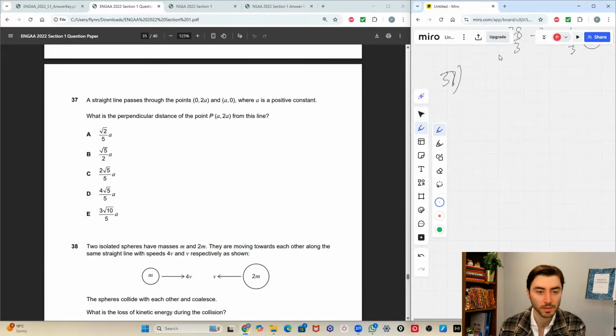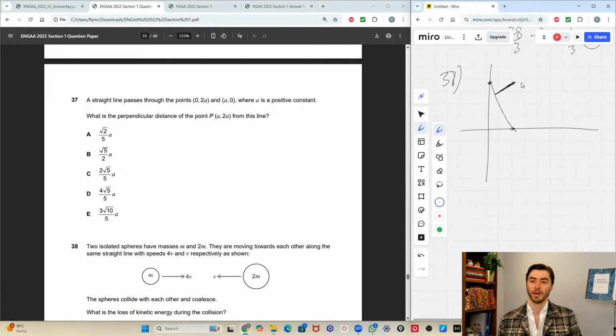37, a straight line passes through the points (x, 0), (0, 2a) and (a, 0). Perpendicular distance of the point a to a, which is there, from this line, that's that one. Let me draw the rectangle. This feels very similar triangle-y.